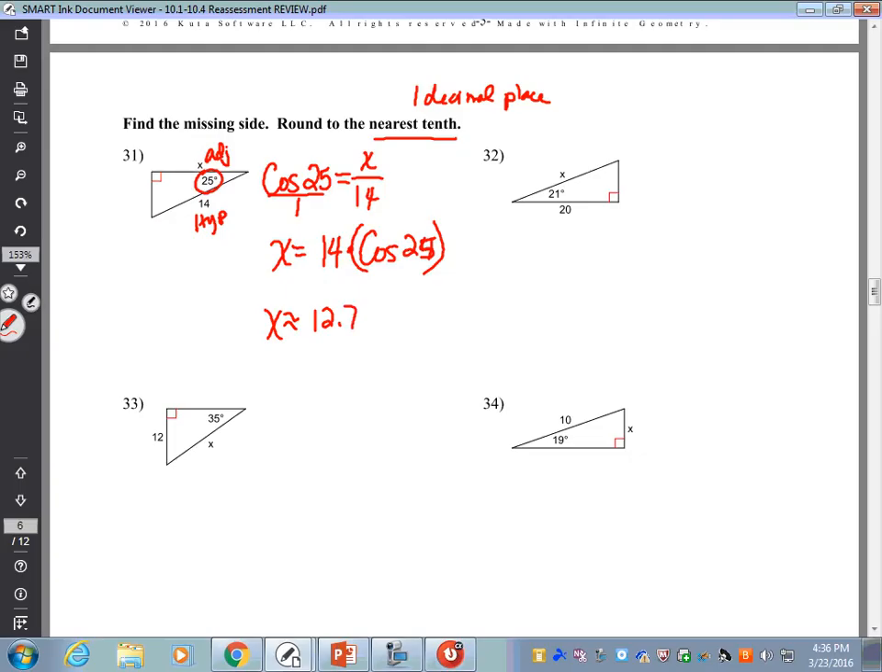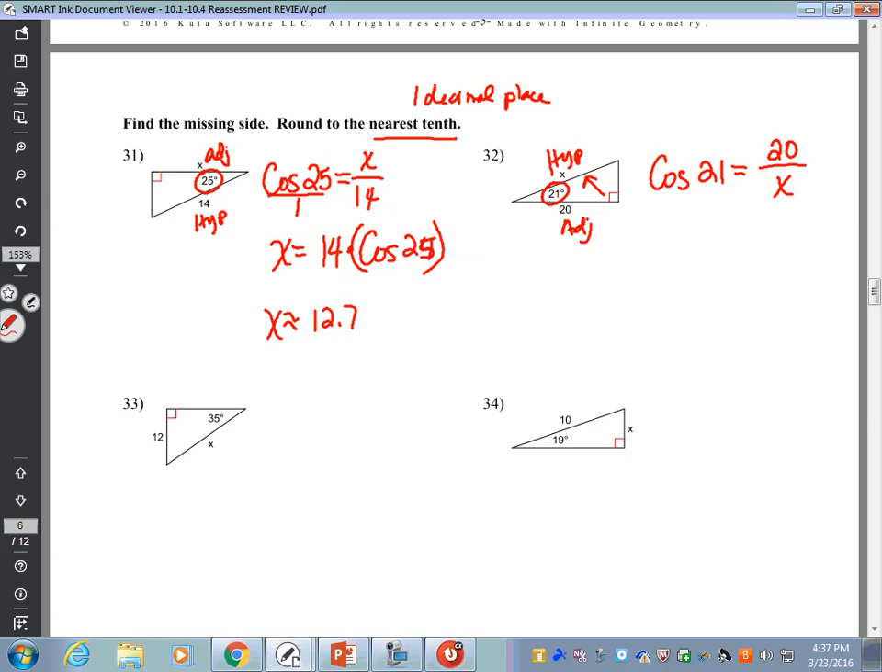Alright, 32, same thing was the first step. Circle the angle. Good. Now we have to label the parts. The sides on the outside. X is hypotenuse. It's opposite the right angle. 20 is adjacent. What trig function do we do with this? Yep, just like we did on the last one, cosine. So we're going to write cosine of 21 degrees is equal to adjacent 20 over hypotenuse, which is x.